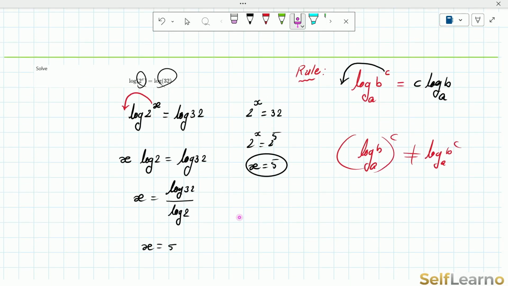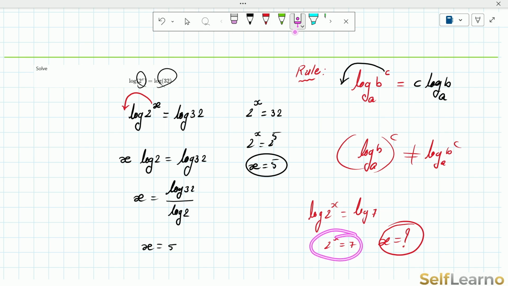So here what I was explaining is, by comparison, you can get the value of x. But if the question is something like this, log 2 raised to x is equal to log 7, and then you compare 2 raised to x is equal to 7, how will you get the value of x? Not possible, right? Instead, the story is absolutely opposite. If this is the question, then we will do something like this. Let me show it to you now.